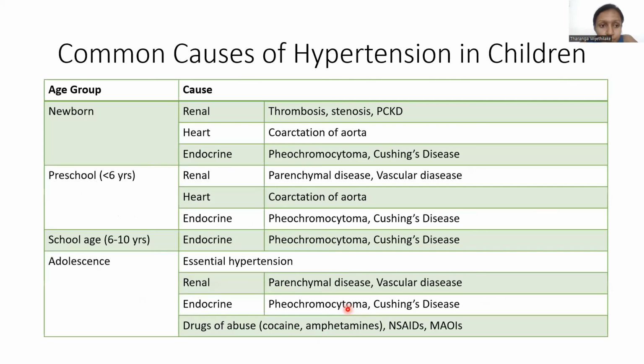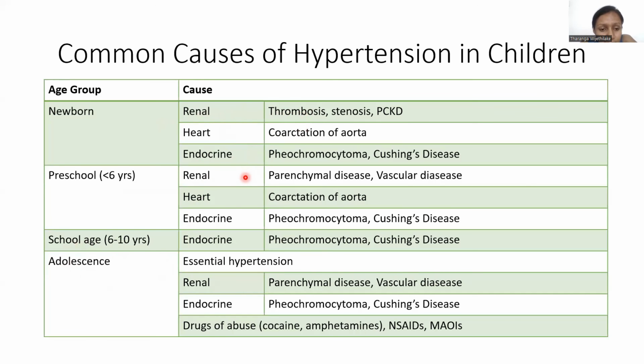Right. So, common causes for hypertension in children. Again, kids are a different set of species. So they've got newborns, you have the less than 6 years or the preschoolers, you have the school age, then you have the bigger kids. So it's again dependent on the age group. Commonly, they have renal problems, heart problems, and endocrine problems, right? So little tiny fellows, thrombosis, stenosis, polycystic kidney disease and things are common. Coarctation of the aorta is common, right?